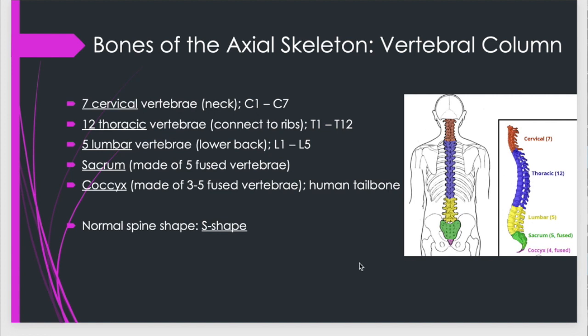The normal spine has an S shape from front to back. So if you're looking right at someone's back and you're looking right at their vertebrae, it should be straight up and down. If you were looking at someone's spine from the side, it should have this slight S curve to it.